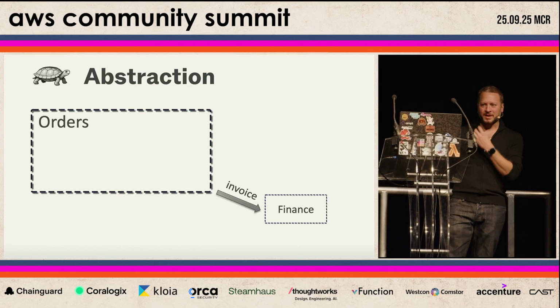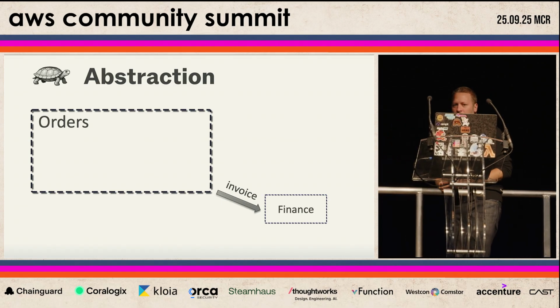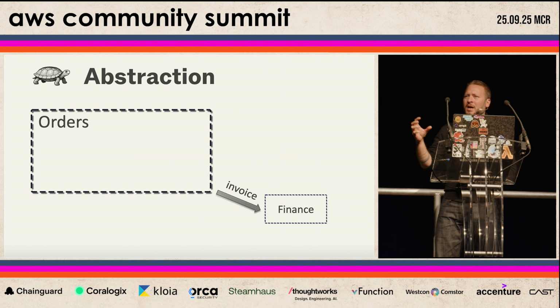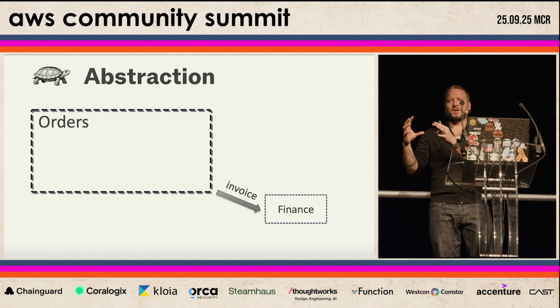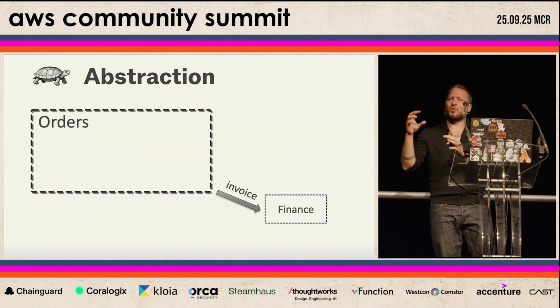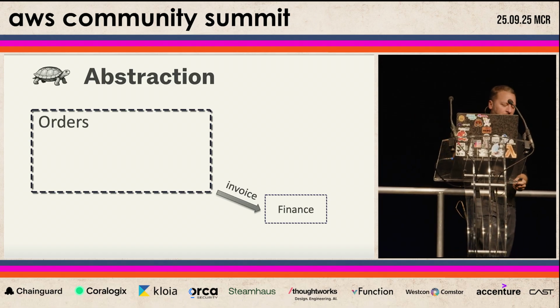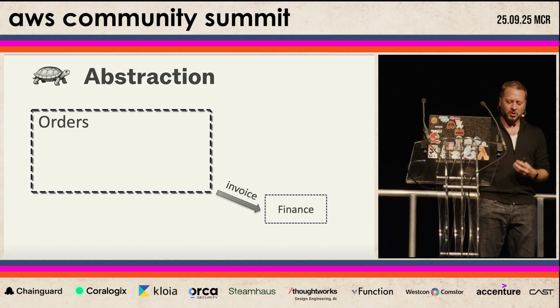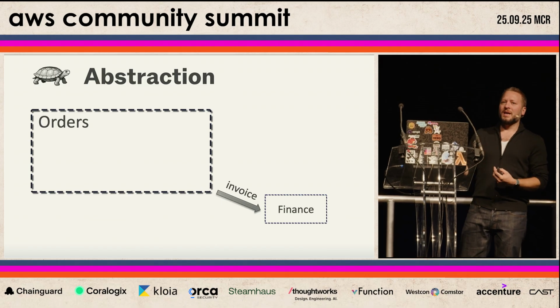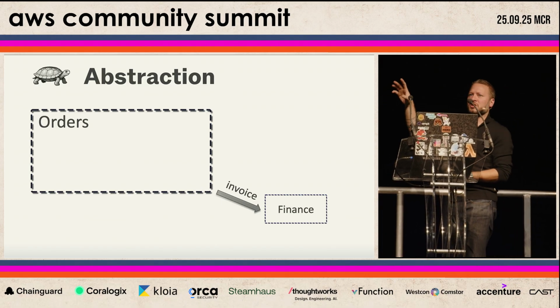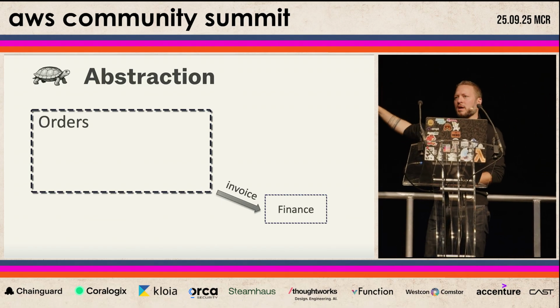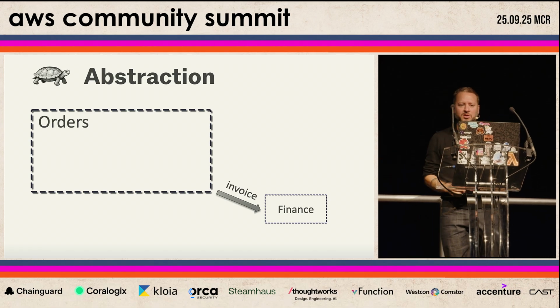So in our web shop example, we said there's a finance module and an orders module. But this orders module cannot function without actually interacting with the finance module. The important thing here, and an important concept in modularity, is that the orders module does not need to know about the inner workings of the finance module.